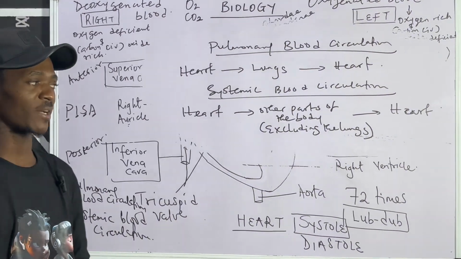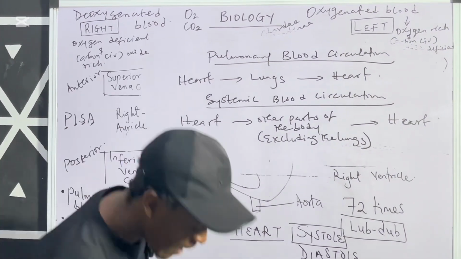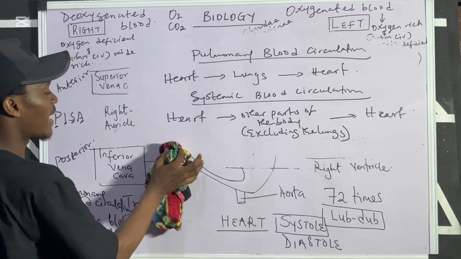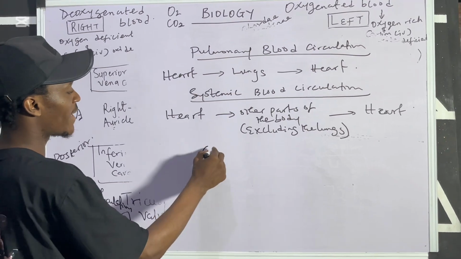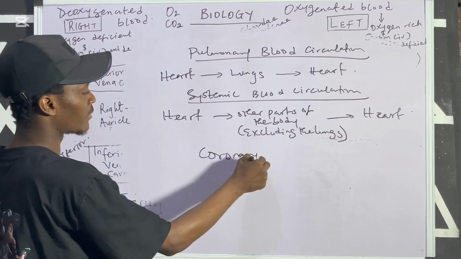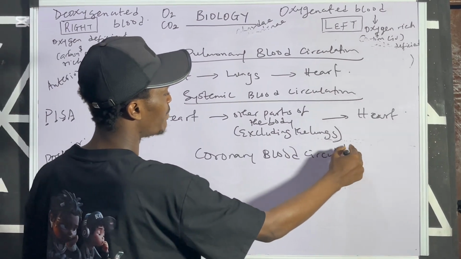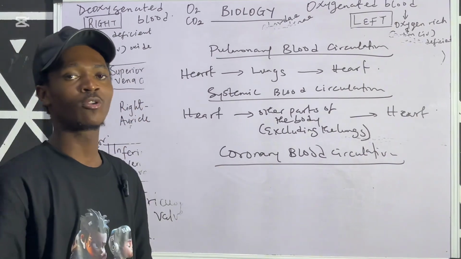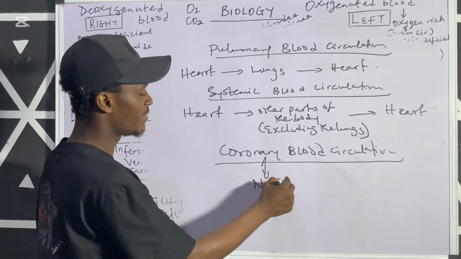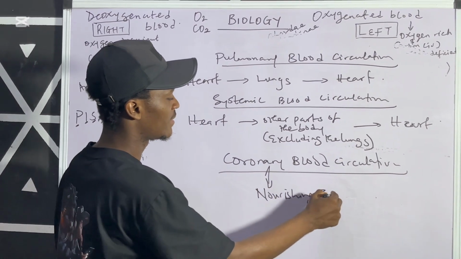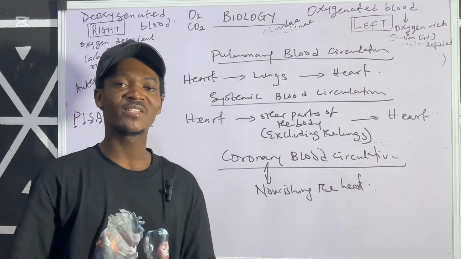Systemic is heart, other parts of the body, and back to the heart. Then there is actually a brief kind of blood circulation that is called coronary blood circulation. You see, this blood circulation is a brief kind of blood circulation that nourishes the heart. It's primarily involved in nourishing the heart.